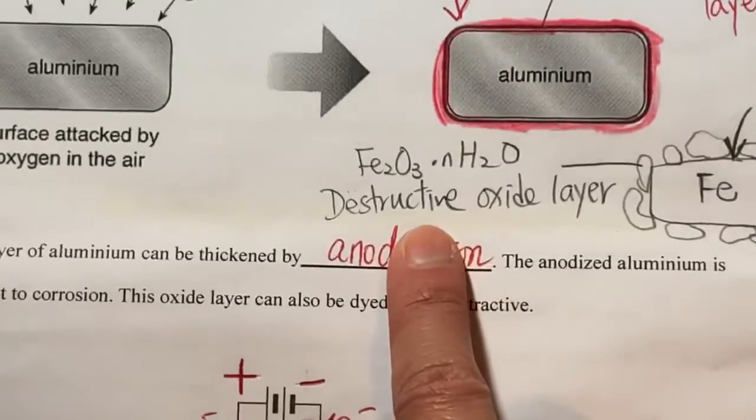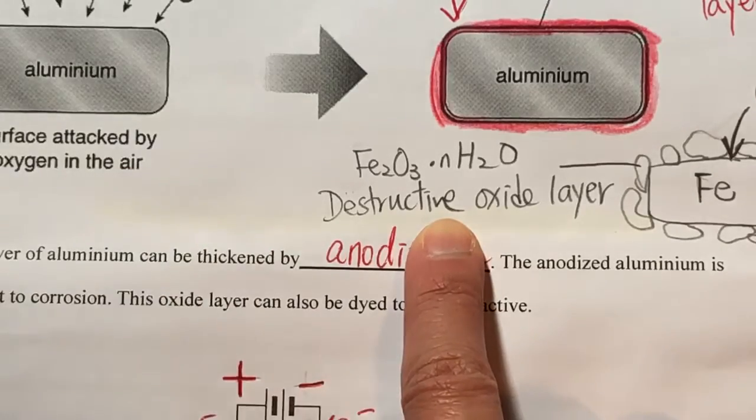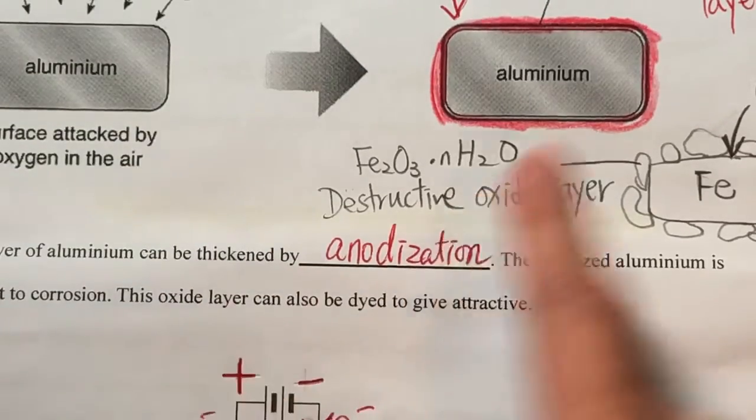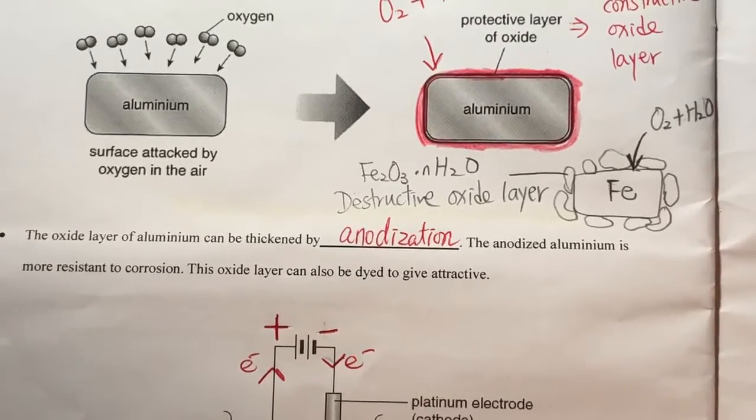So we say this process is destructive because it can't protect iron. At the same time, this layer is very brittle, so it destroys the structure of iron.